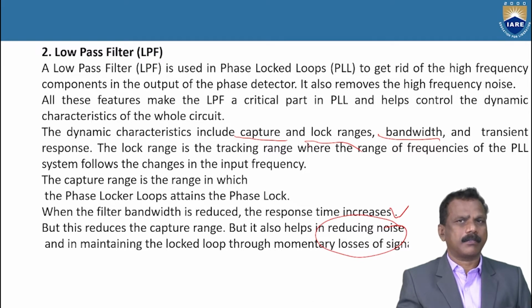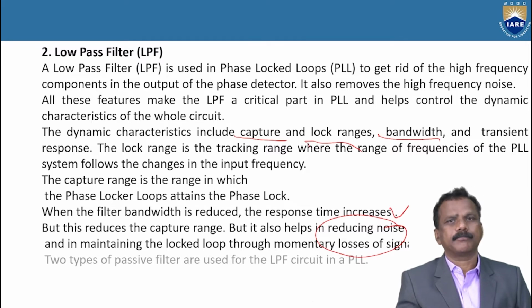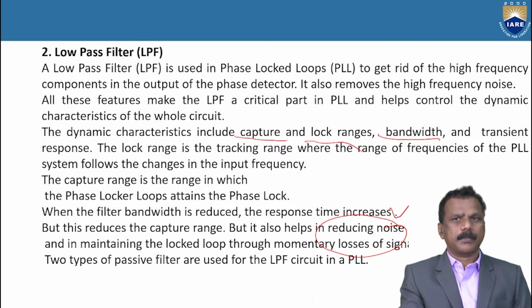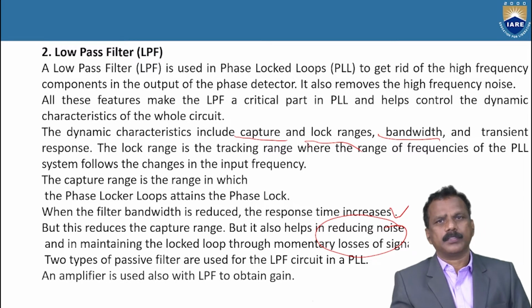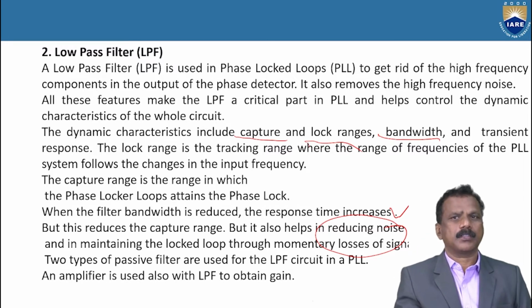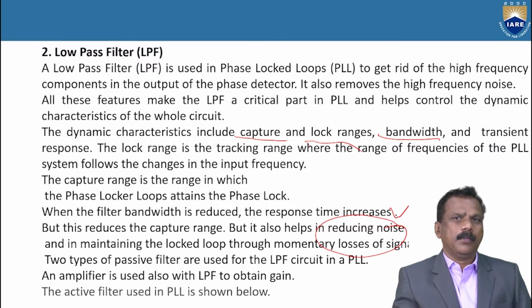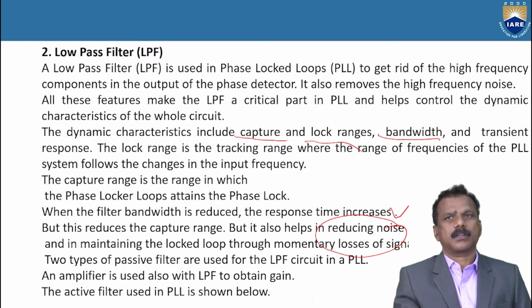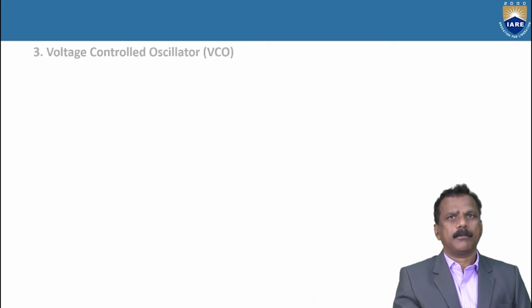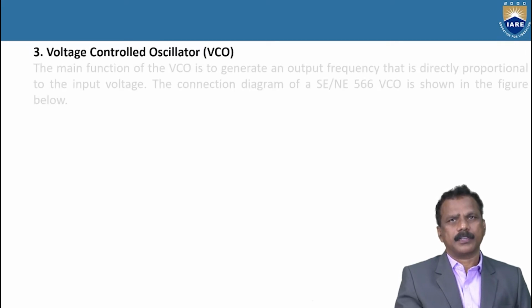It also helps in maintaining the locked loop through momentary losses of signal. Two types of filter are used for the low pass circuit in a phase lock loop. One is the passive filter, where an amplifier is also used with the low pass filter to obtain gain. The other is the active filter, used in the PLL and calculated using the block diagram.